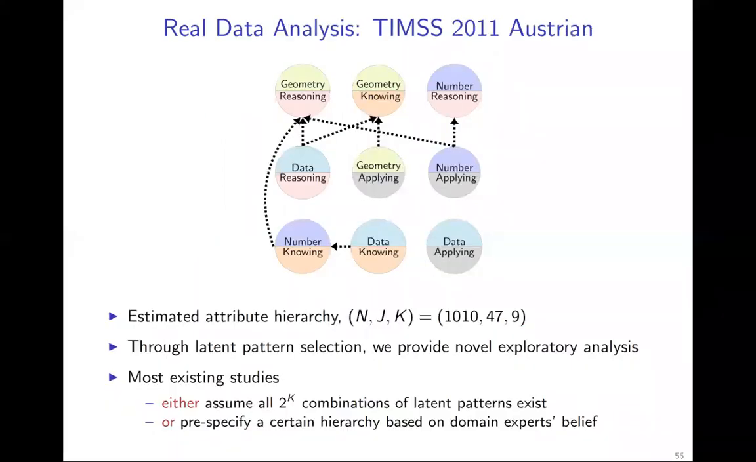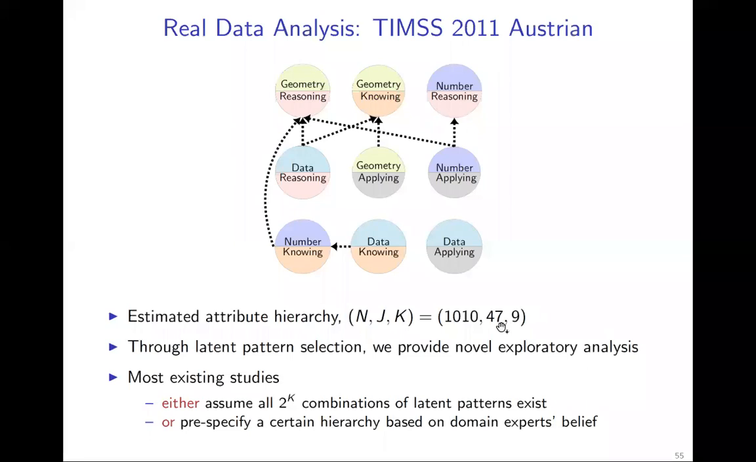Combining this rationale and our estimation methodology, we analyzed the data set I mentioned at the very first in this talk, which is the TIMSS 2011 Austrian data, measuring 9 skills. And we discovered this hierarchy. There's something intuitive here. Among the 3 content abilities, geometry, number, and data, it seems that geometry is more advanced. Among the 3 cognitive abilities, reasoning, knowing, and applying, it seems that reasoning is more advanced.